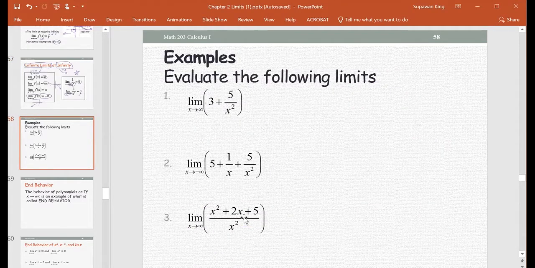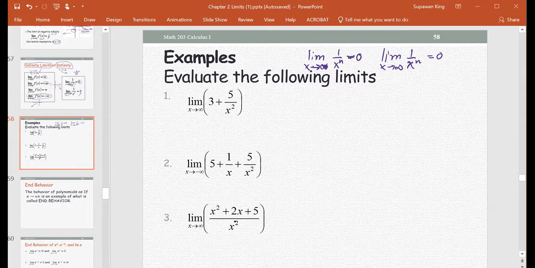For this example, we're going to use the box on the right from the previous slide that we just went over. The limit of 1 over x to the power n equals 0 as x approaches positive infinity, which gives the same result as 1 over x to the n as x approaches negative infinity. That means the denominator gets larger and larger, either a positive quantity or a negative quantity.